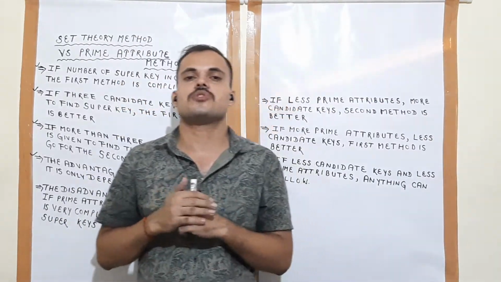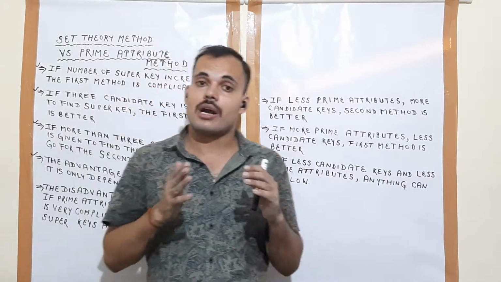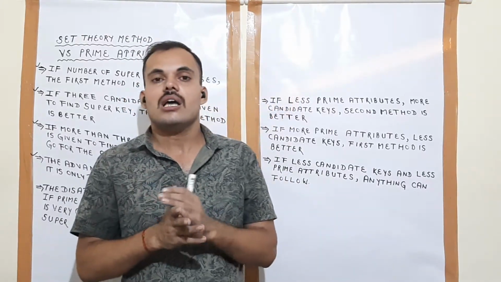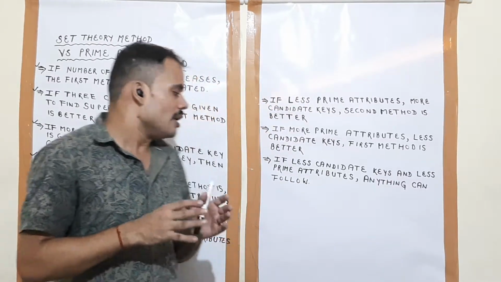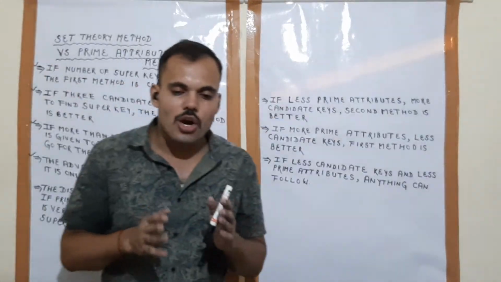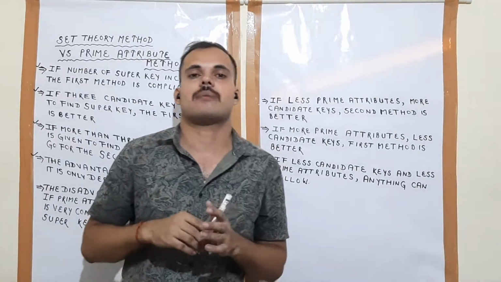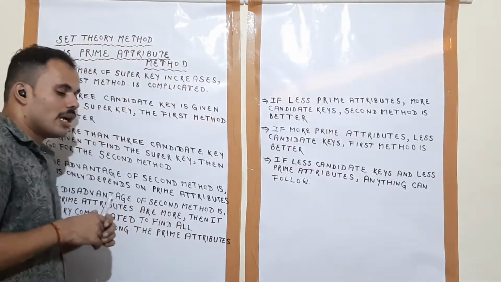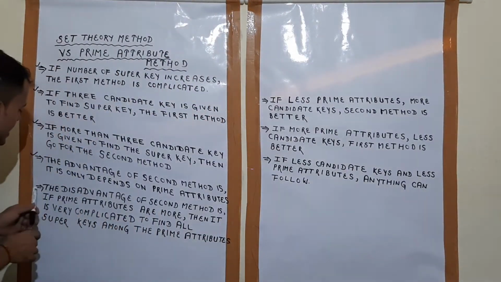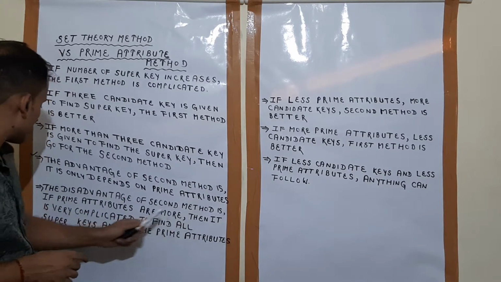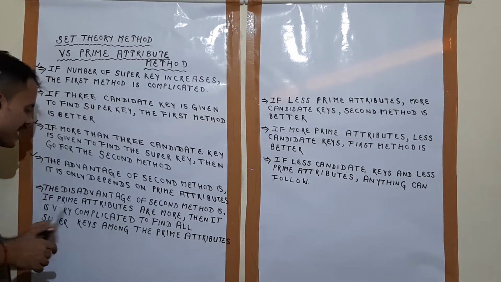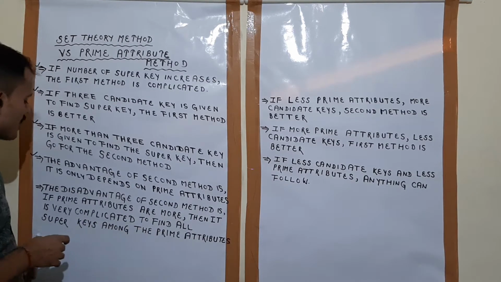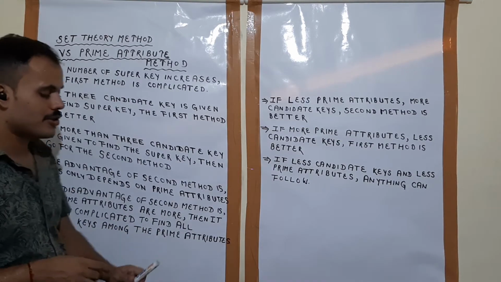Among the prime attributes of the relation. The advantage of this method is that it is dependent on only the prime attributes of the relation. Understood? And the disadvantage of the second method is that if prime attributes are more, then it is very complicated to find all super keys among the prime attributes.